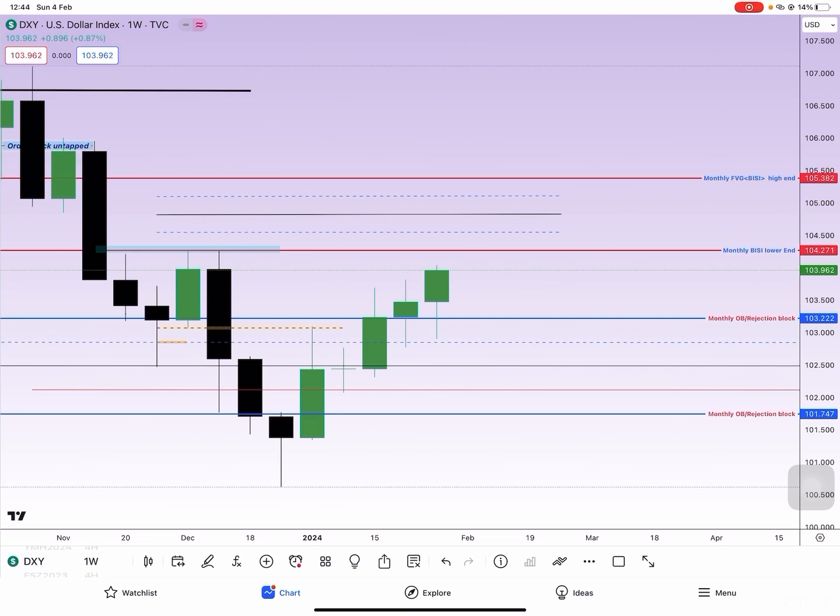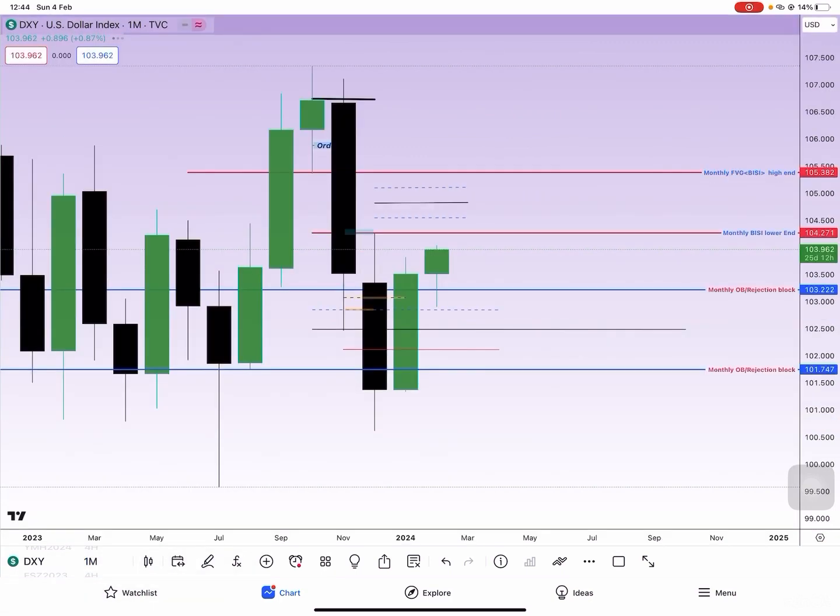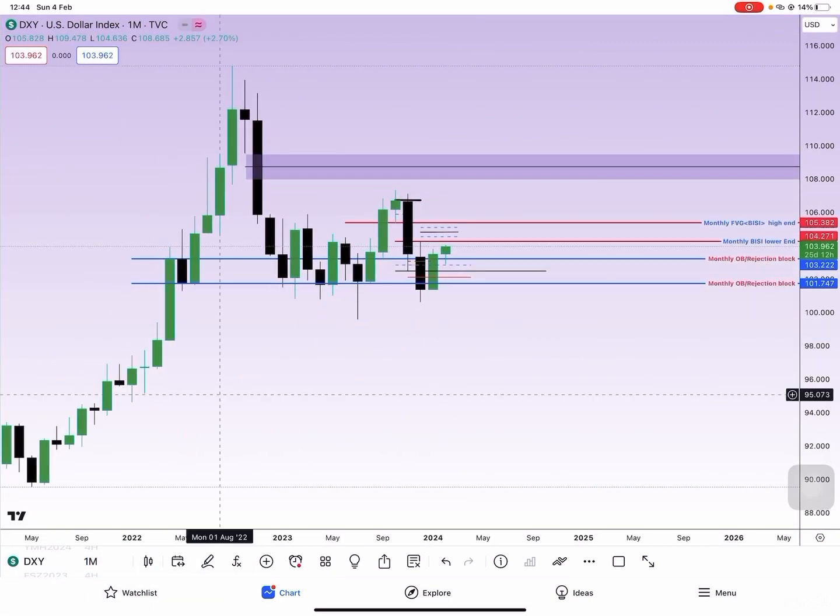Okay, so this was the monthly order block. Let me show you on one more. So yeah, here you go. This was the order block which sent the market all the way higher.